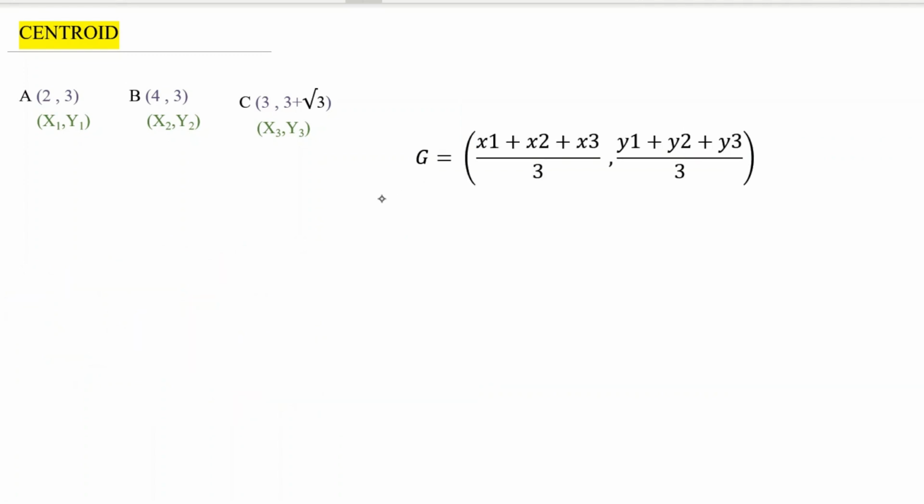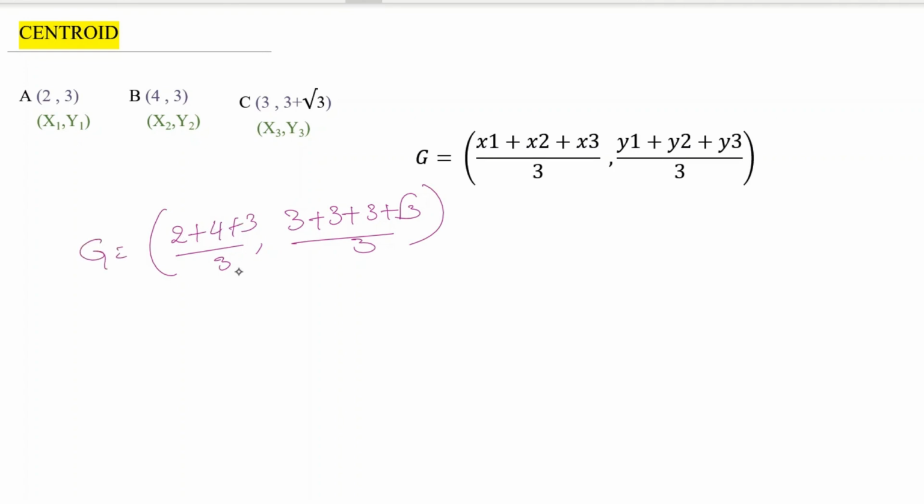But we can simply substitute the values in the formula. We know the formula for centroid as (x1 + x2 + x3)/3, (y1 + y2 + y3)/3. We'll substitute the values here: (2 + 4 + 3)/3, comma, (y1, that is 3, + y2 + y3)/3. This represents the centroid for this particular triangle.